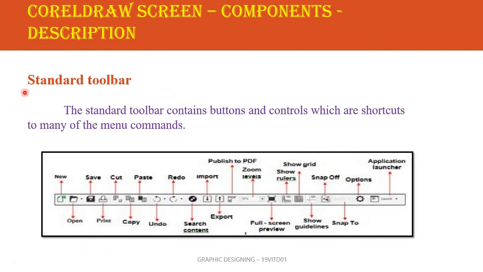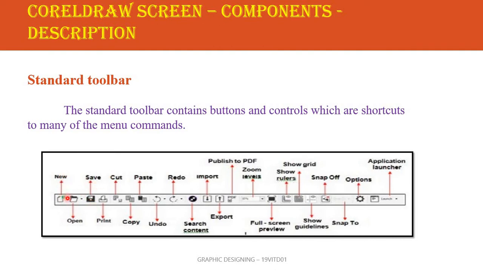And then the standard toolbar. This is also one of the most important components of the CorelDraw screen. This toolbar contains a number of buttons and controls, which are all shortcuts to many of the menu commands. The menu items can also be chosen by using the icons in this toolbar. Each of these small images, which are referred to as icons, shows one of the options of the menu items.